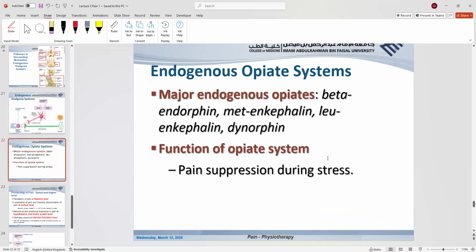So some of the endogenous systems that are available in the body, the neurotransmitters that are used, are beta endorphin, metenkephalin, leuenkephalin, dynorphin. And as I mentioned, their function is pain suppression during stress or during certain periods of heightened cerebral activity.